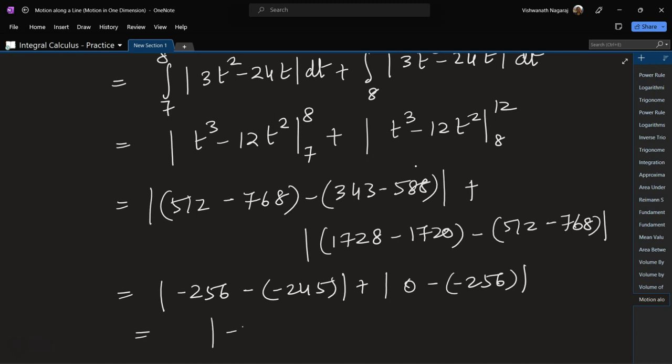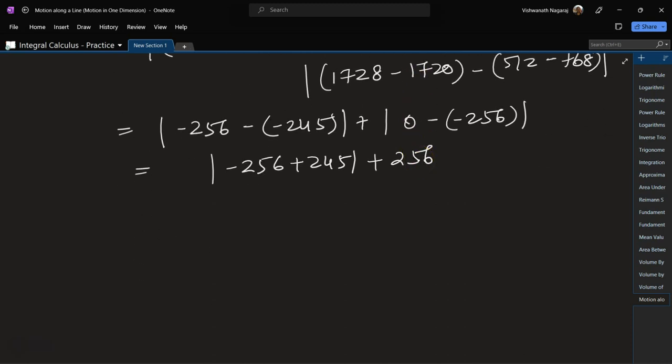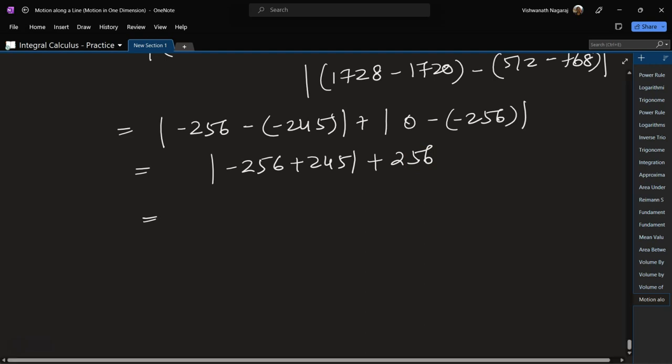So let me write it as one more step. Plus 245 plus, and here minus minus cancels out, so I can write it as 256. And here minus 256 plus 245 gives me 11. Actually it gives me minus 11, but absolute value 11 plus 256, which gives us 267 units as the distance covered.